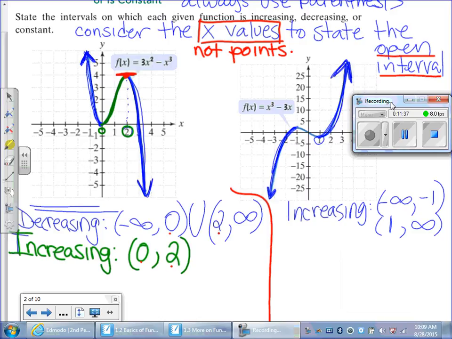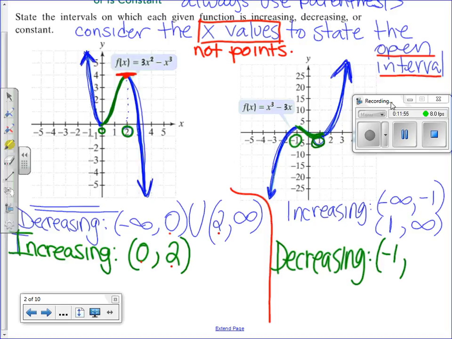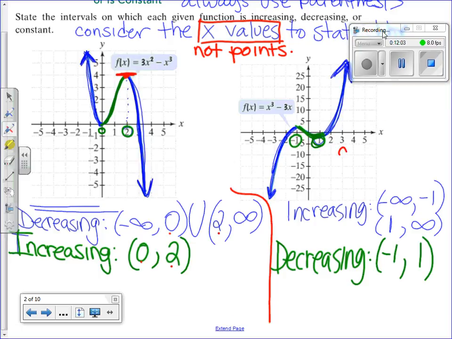For decreasing, we have from here to here. And so you see the x value is -1 for decreasing. So from x equals -1 to x equals +1. Remember, we're only using the x values. So let's just write it down again. Give your answer.